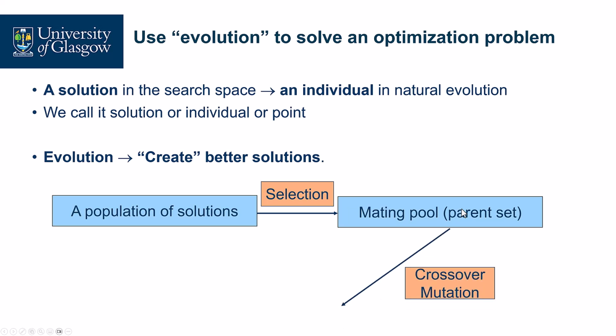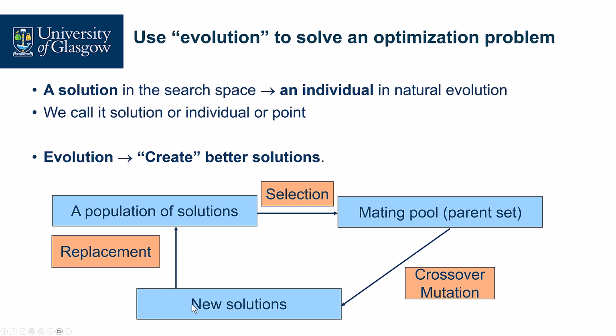Then we do crossover and mutation to exchange information among them, and we generate new solutions. At last, the new solutions replace the old solutions. This finishes one iteration. We can do it iteration by iteration and gradually improve the quality of solutions, and we finish the optimization. This is the basic idea of GA. For details, we will show it in the coming sessions.